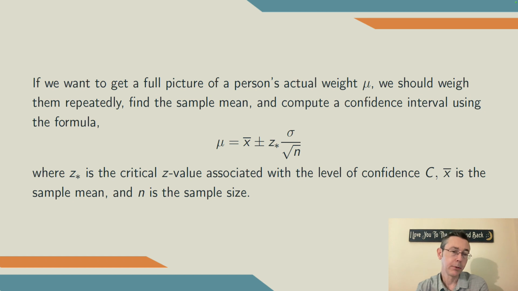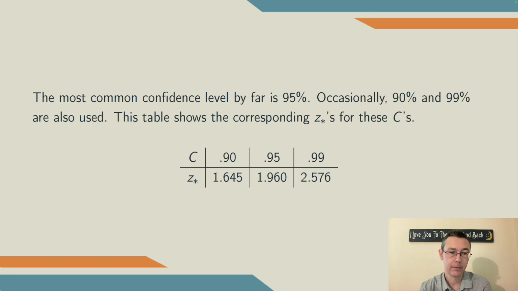If we want to get a more complete picture of the person's actual weight, we should weigh them repeatedly, find the sample mean, and then compute a confidence interval using the formula mu equals x bar plus or minus z star sigma over the square root of n. Here, x bar is the sample mean of our observations from those repeated weighings. Z star is the critical z-score associated with the level of confidence c, and n is the sample size. Of course, sigma is the population standard deviation, 0.8, that was given to us as part of this problem.